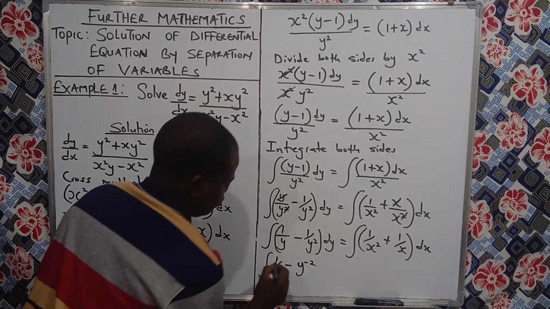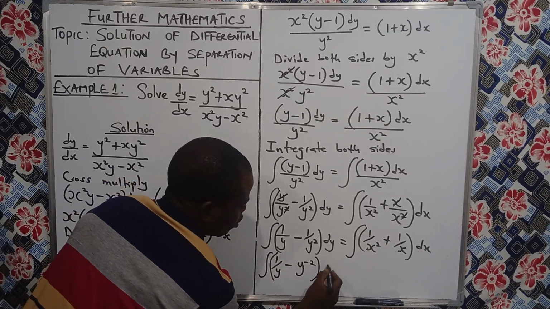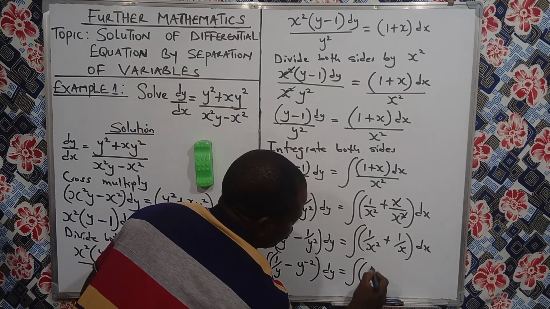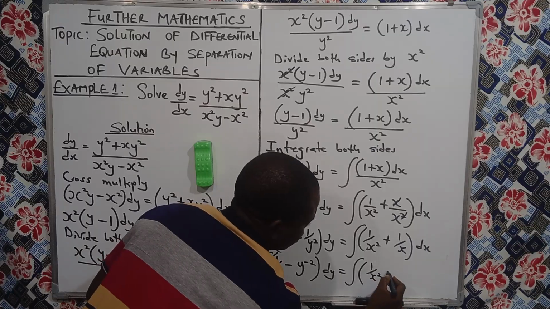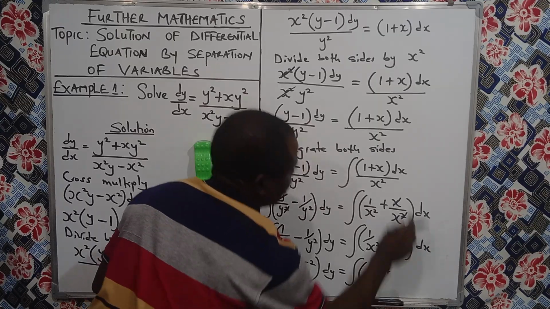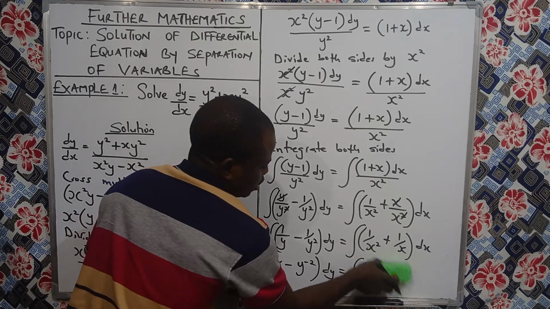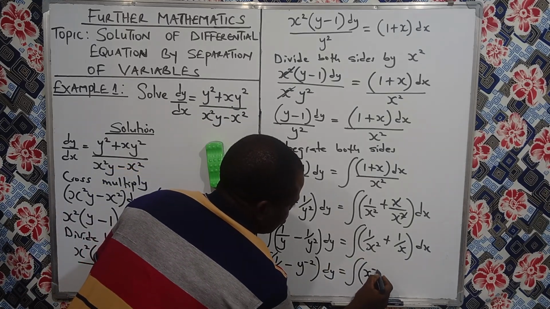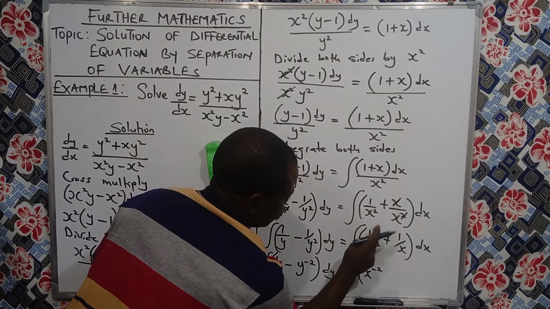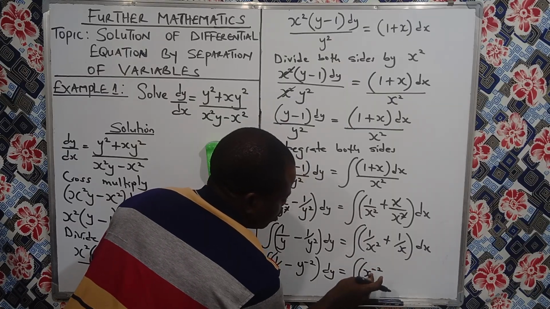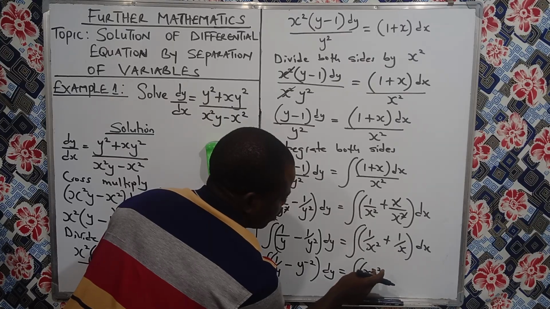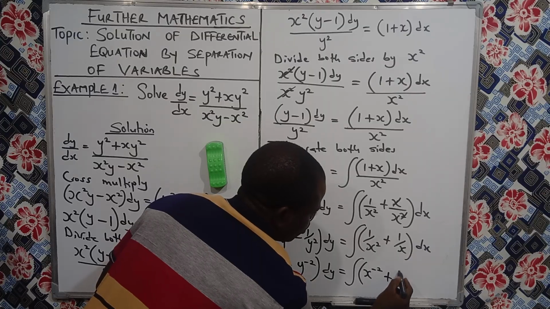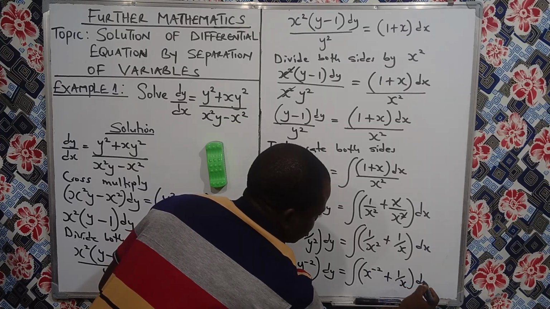dy equals the integral of (1 over x squared plus this 1 over x squared). You can express it in indices as x raised to power minus 2. The 1 is no more because you have put x raised to power minus 2. You have introduced minus 2 at the power. Now plus 1 over x dx.